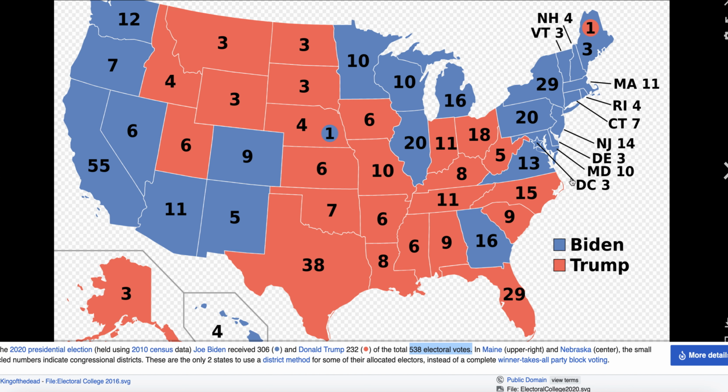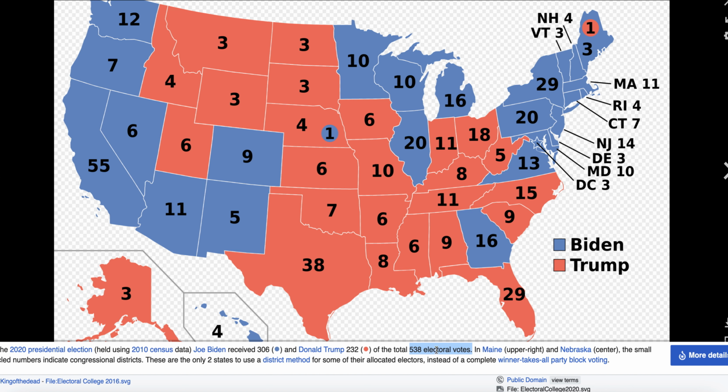Now, I'm just going to say this off the bat. Washington, D.C. gets 3 electoral votes. They should get 0 electoral votes. They are not a state. Anyone who lives in Washington, D.C. can either vote in a Maryland or a Virginia district. They are not a state. They should not get any electoral votes.